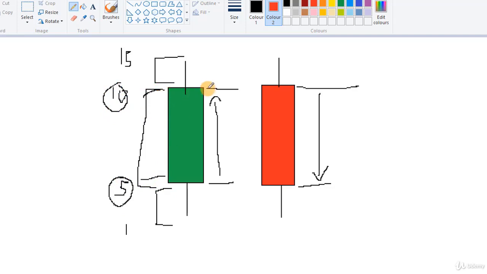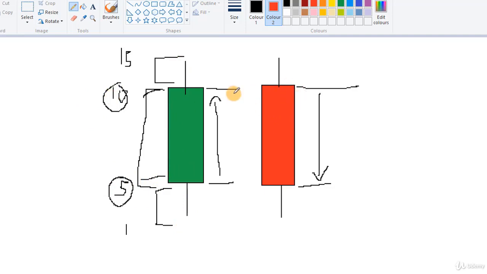Let us assume this is a daily candle, so it will mean that in the whole day the price even went up to $15, which is the end of this wick here, and the price even fell down to $1, which is the end of this wick here. So this means that the market opened at $5, it went up to 15, it fell down to 1, but it ultimately closed at the $10 price.